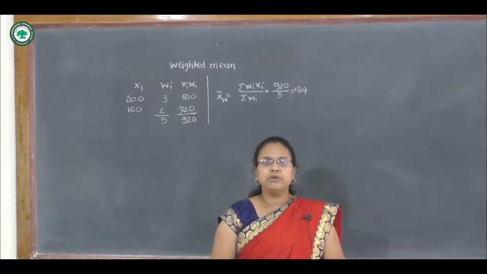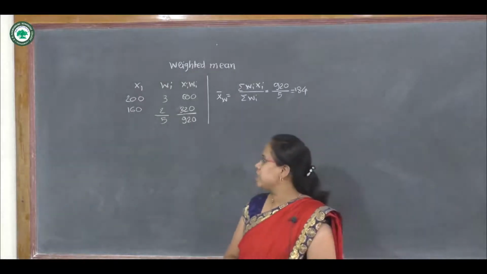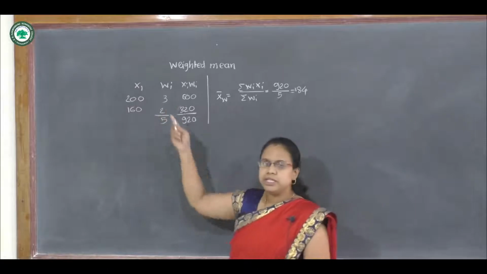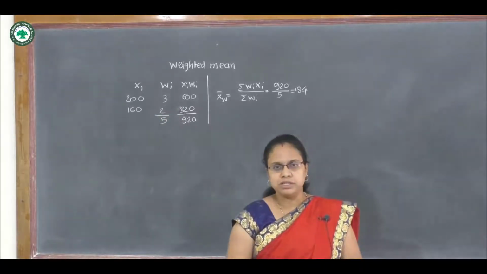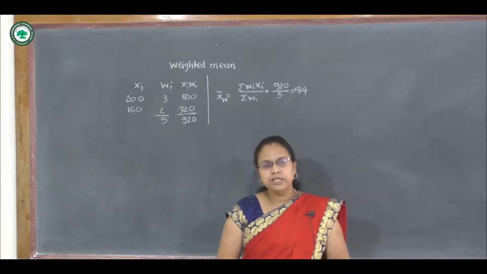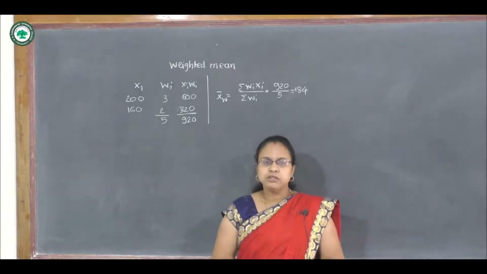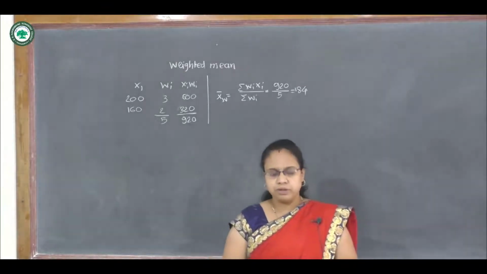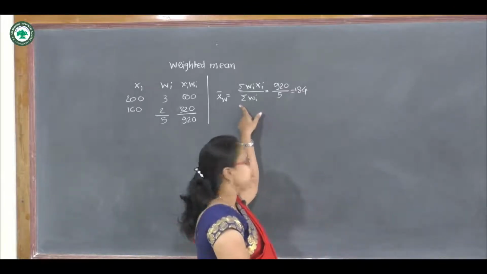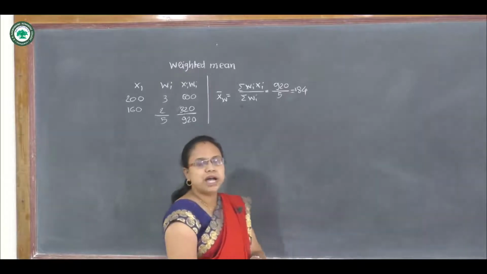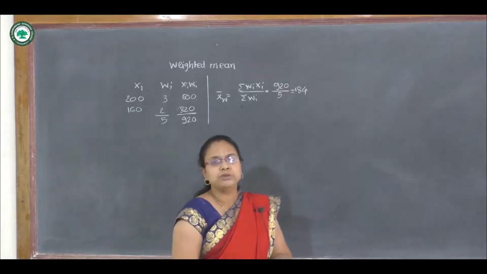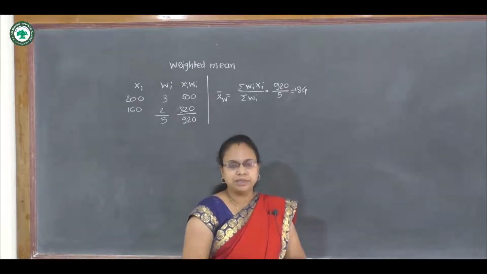So here we have to note that weight is assigned to each observation, means each observation is having its own importance. So it will be better to use weighted mean. So let's see first the formulas. So weighted arithmetic mean can be calculated by this formula. So I have taken one example to calculate weighted arithmetic mean.